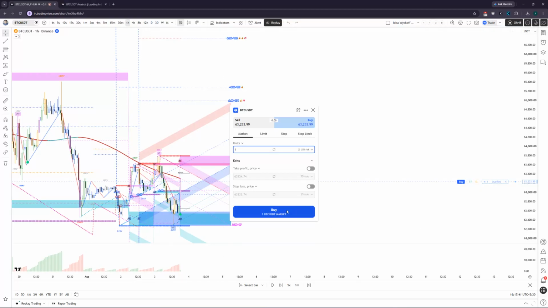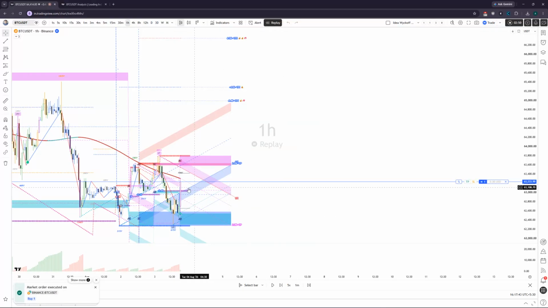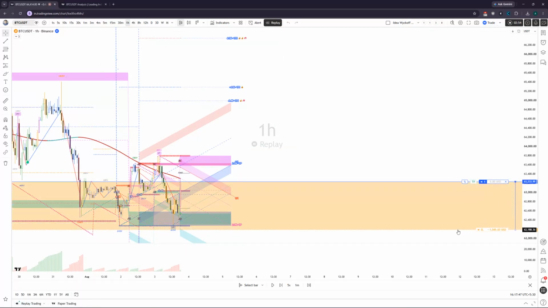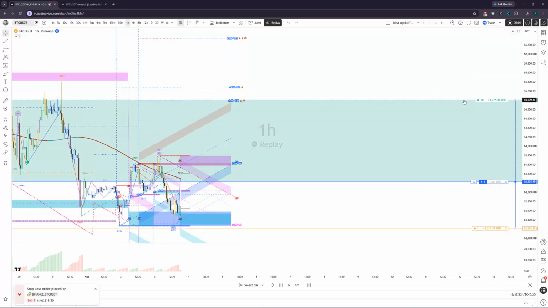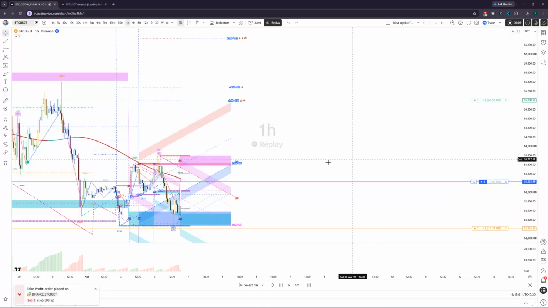Let's just enter the trade. This is giving me a trade. This is gonna be my SL, almost $1,000 SL, and this is gonna be my TP. 1:1.2 or something like that. Let's see.